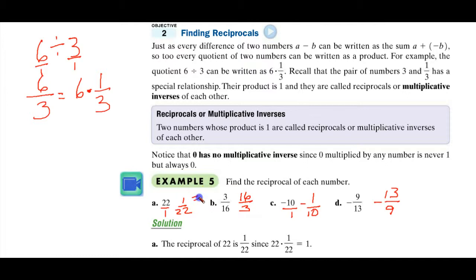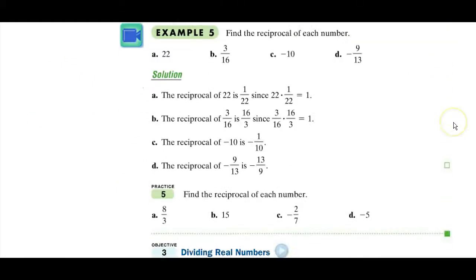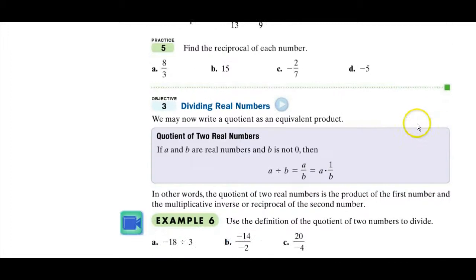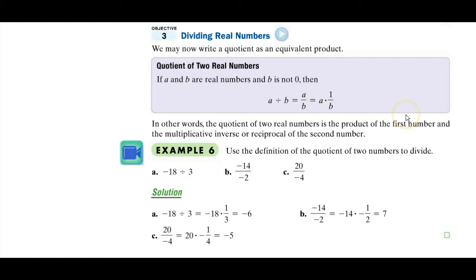So all of these, if we were to multiply them, become a 1. That's the definition that we said earlier for reciprocals. The product of reciprocals is 1. And here it's 3/8, 1/15, a negative 7/2, and a negative 1/5. So there's the summary of it. And we can use this when we divide.